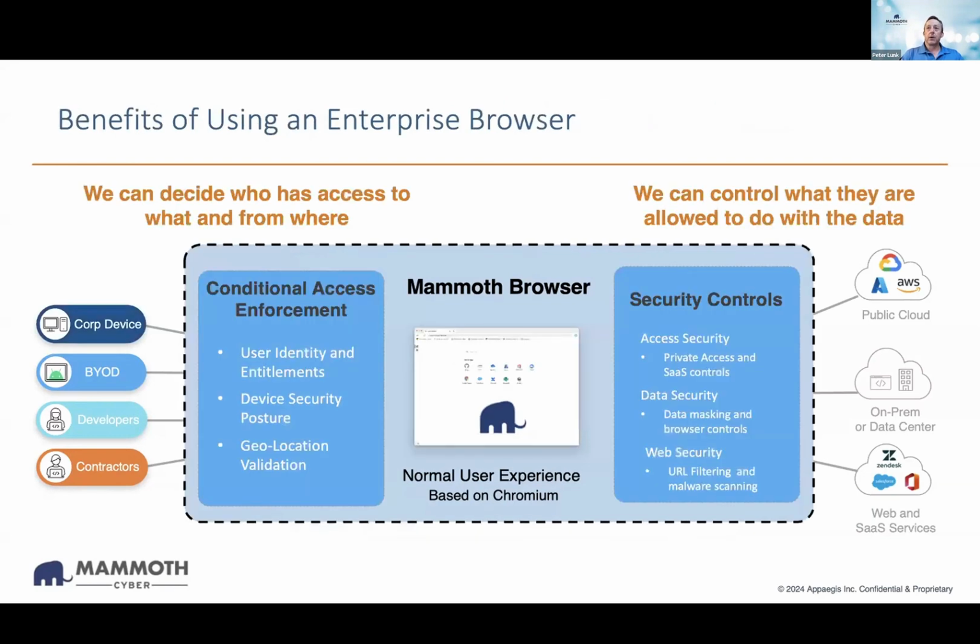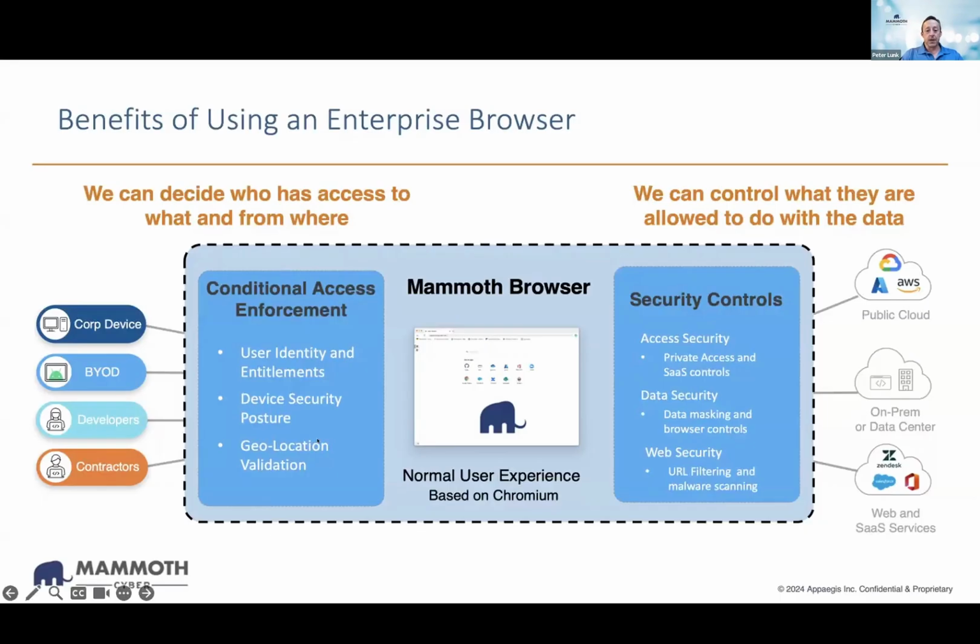If you look at the benefits, there are a couple of areas where it's really visible, and that's around conditional access enforcement and security controls. With conditional access enforcement, we get to decide who's got access to what and from where. The browser connects in with your identity provider and pulls in identity and entitlement information so you can control who's got access to which apps.